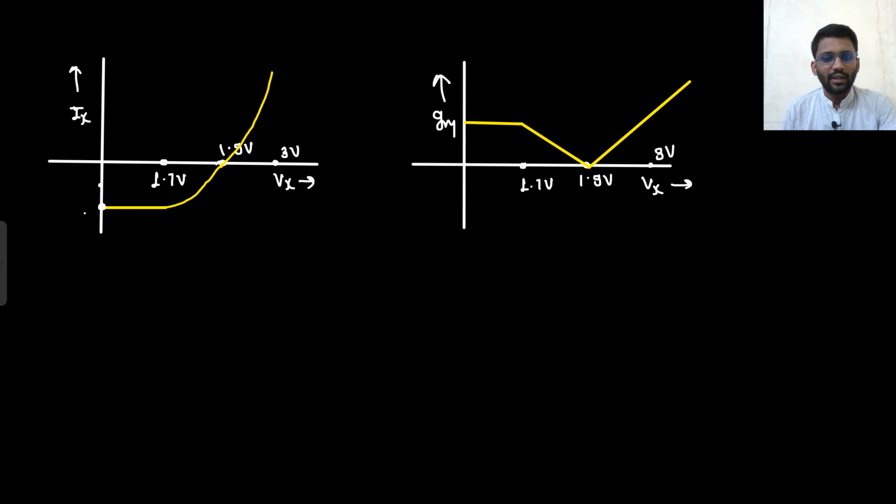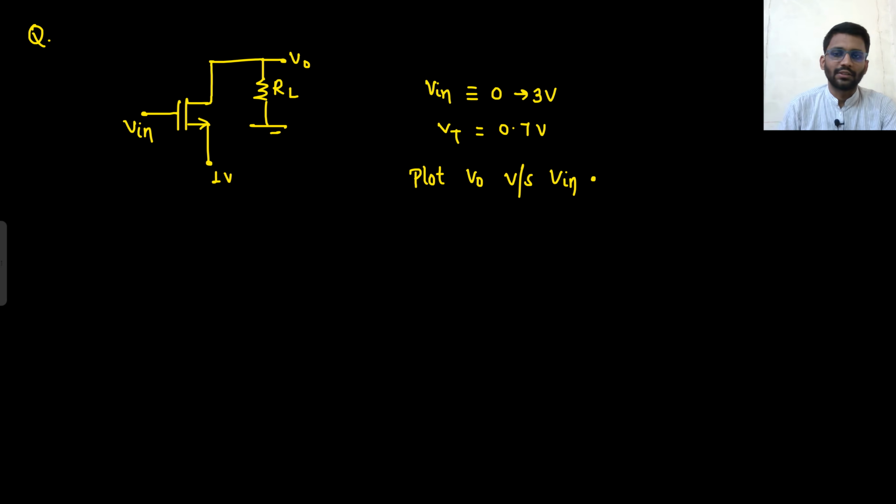Well and good. Now we are moving towards the different kind of questions. Here we just need to draw V0 versus Vin, and Vin value is getting swept from 0 to 3 volt. So let's check out what happens.